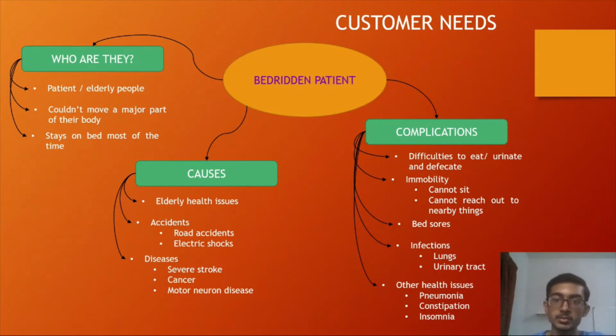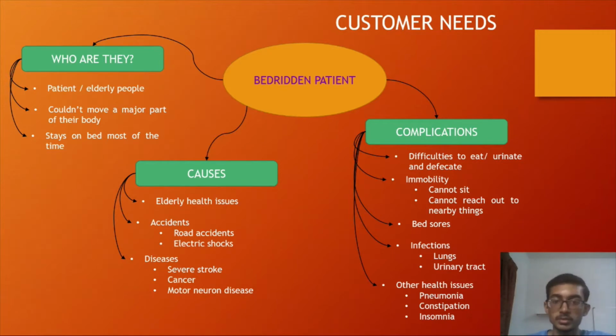The second problem is immobility. As stated earlier, bedridden patients cannot move anywhere. They struggle to even do simple activities such as lifting their upper body to come to a sitting position, and they cannot reach out to take things placed nearby them. So these are some common problems. And the next problem is bed sores, because a bedridden patient lies on the bed for a long period of time, and this puts lots of pressure on their skin, which causes bed sores.